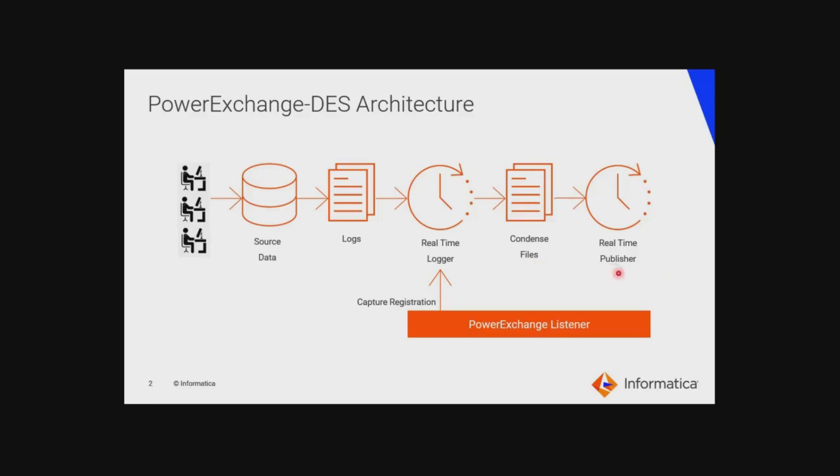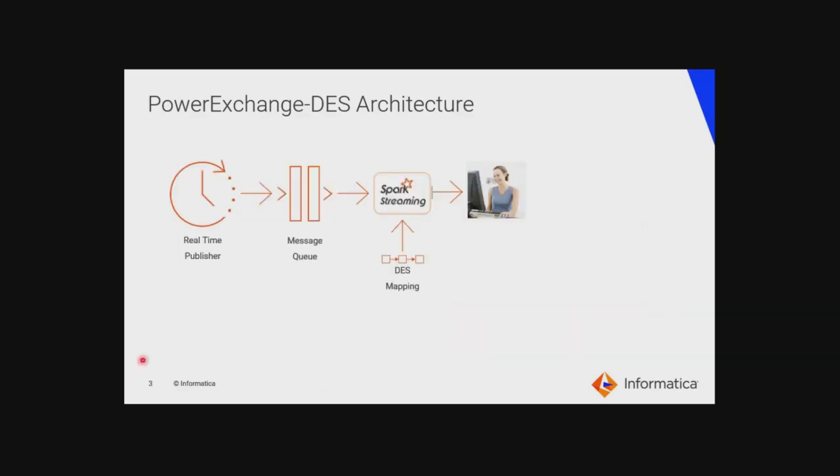Once the logger has provided the data in condensed files, we then have the real-time publisher, which is also a component of Power Exchange, that reads from the condensed files and can provide that data to message queues. So the real-time publisher provides the change data to a message queue, which can then be read by Spark Streaming. Spark Streaming can be configured using a DES mapping that's developed in the Informatica developer tool. And then, of course, through Spark Streaming, we provide the data to wherever it needs to go so that the end users can work with it.